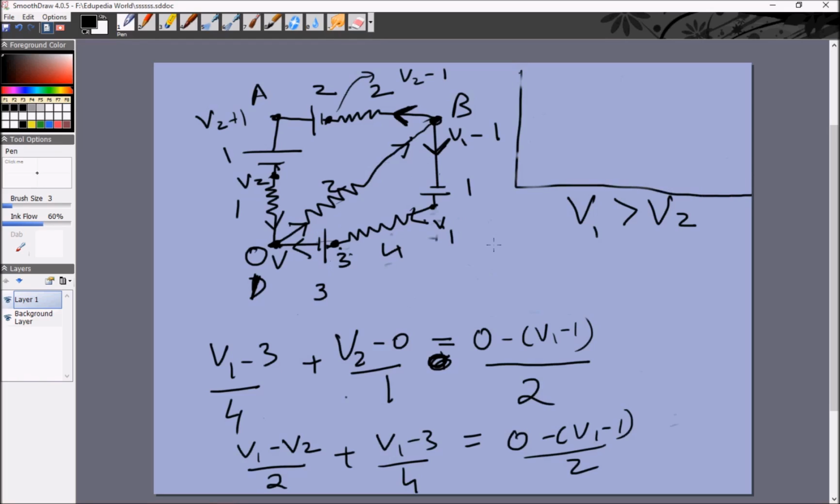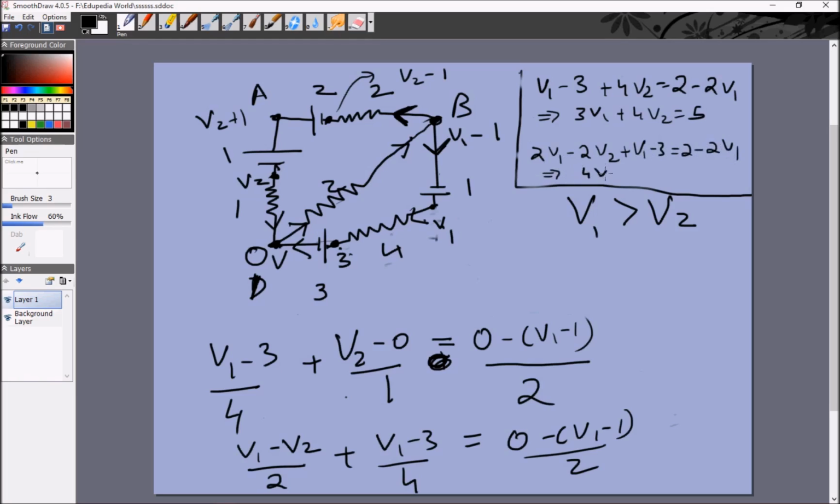We'll just multiply the first equation by 4 all throughout. So what we'll get is V1 minus 3 plus 4 V2 is equal to (1 minus V1) times 2, so 2 minus 2 V1, which gives me 3 V1 plus 4 V2 is equal to 5. The second equation will be 2 V1 minus 2 V2 plus V1 minus 3 is equal to 2 minus 2 V1, which gives me 5 V1 minus 2 V2 is equal to 5. So these are the two equations.